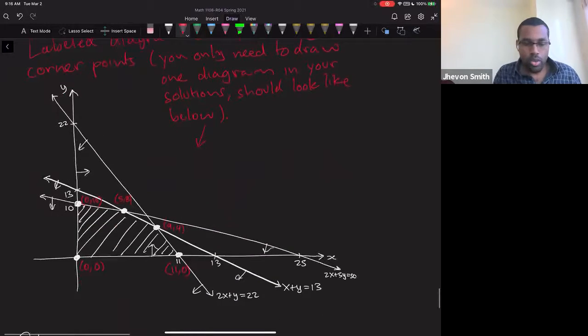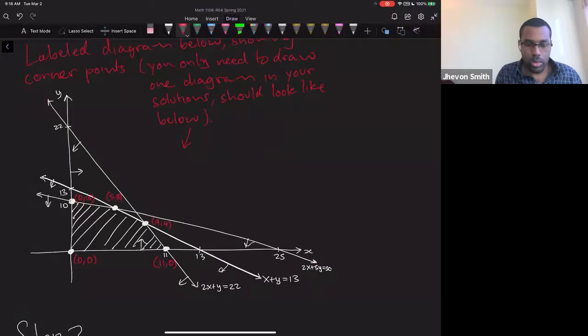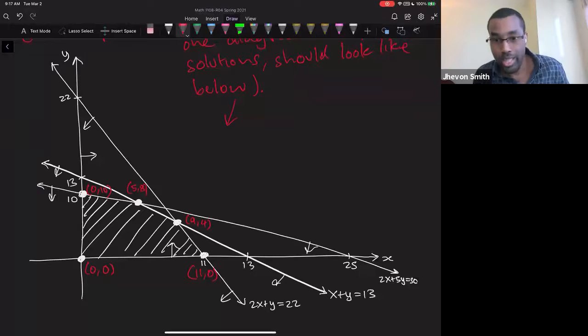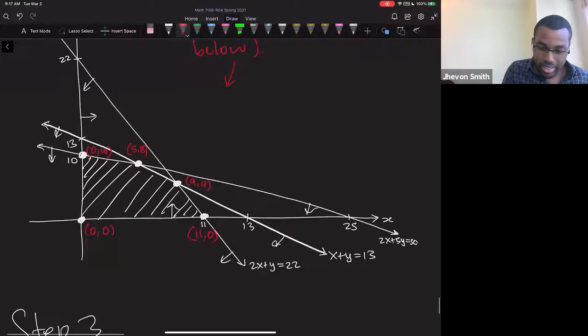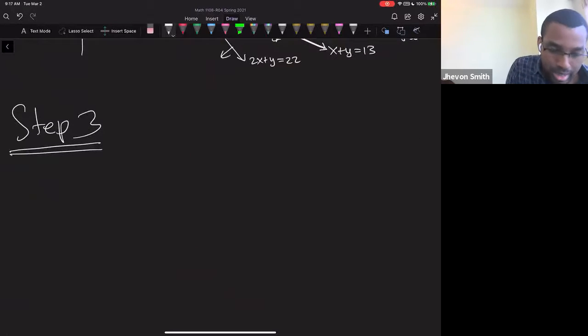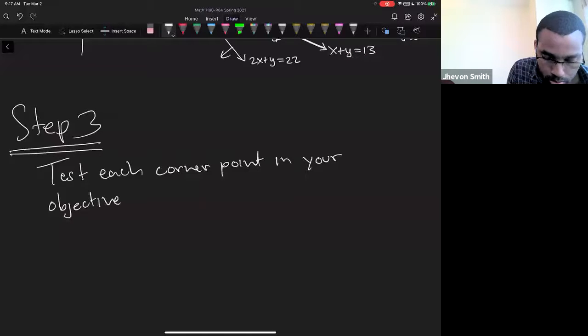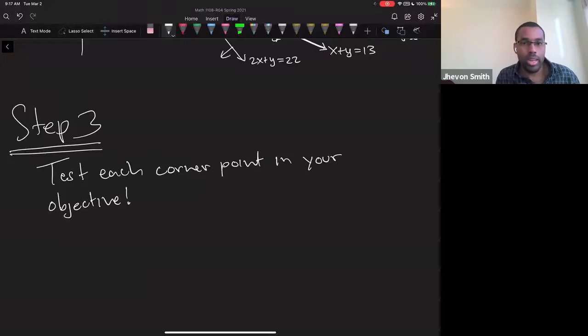Okay. So ultimately, when you're writing this on paper, this is what your diagram is going to be like. You're going to have the picture, the feasible region, and you're going to have labels of the vertices all around that feasible region, or the corner points. Now, it turns out we have a theorem that's going to tell us in this situation, the corner points themselves will be where you look for the solution. And so that's step 3, test each corner point in your objective. Right? What does it mean to test? To actually plug in and find the value.